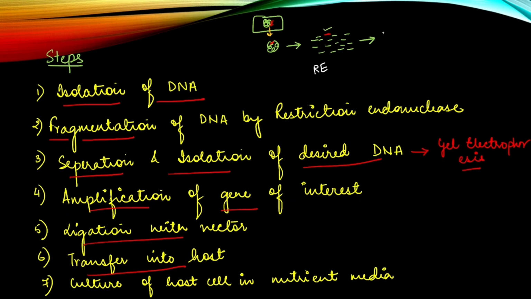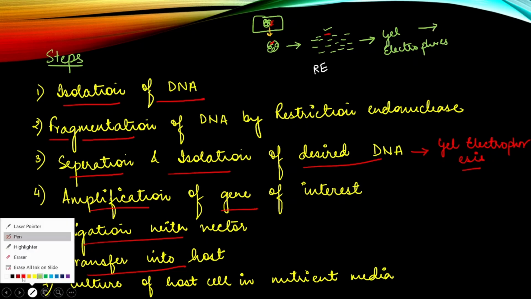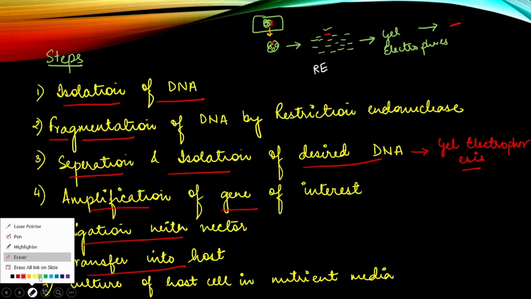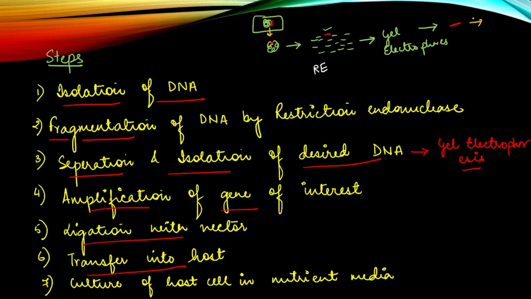We'll do it with the help of a process known as gel electrophoresis. That means we will separate the DNA in the presence of an electric field, right? After gel electrophoresis, what will we get? We will get our desired DNA. This is our desired DNA. Now this is only one piece of DNA, one piece of gene. Now we need to increase its number so that if any error happens, we need not repeat the steps again. So we'll just run this in a PCR machine.